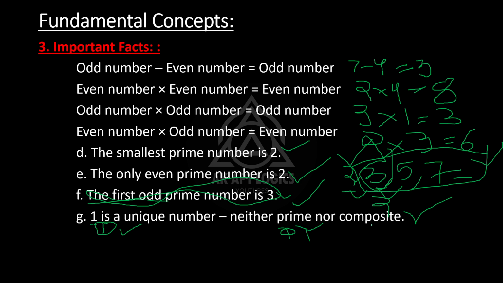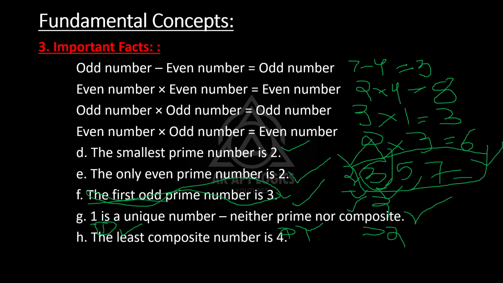Whereas in the case of a composite number, we should have more than two factors, right? In the case of 1, it has only one factor, so we can't say it is a composite number either. So 1 is a unique number. It is neither prime nor composite.